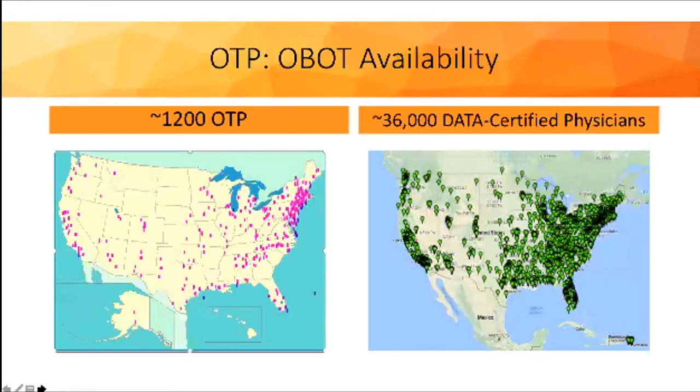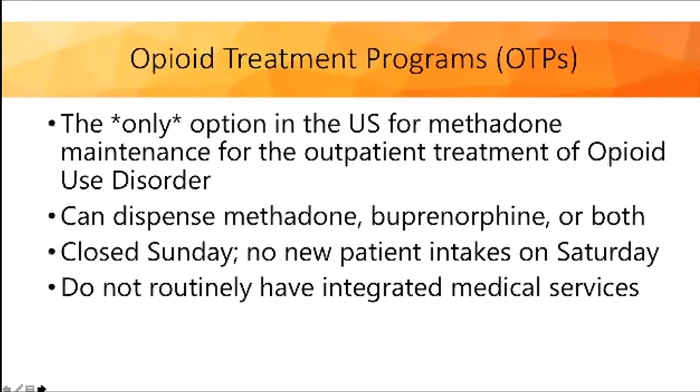Let's see, we're almost at 10. You can see there are about 1,200 OTPs in the country and about 36,000 waivered physicians in the country. This is OBOT, office-based availability. OTPs, as we talked about, can dispense methadone, bup, or both. They often don't have integrated medical services, though some do.